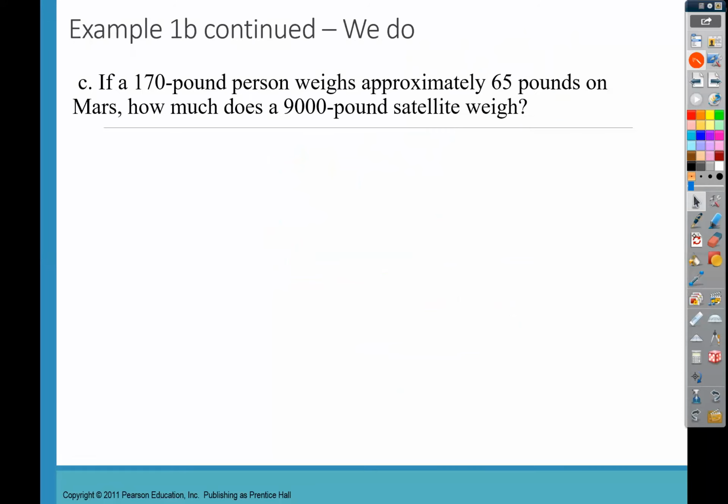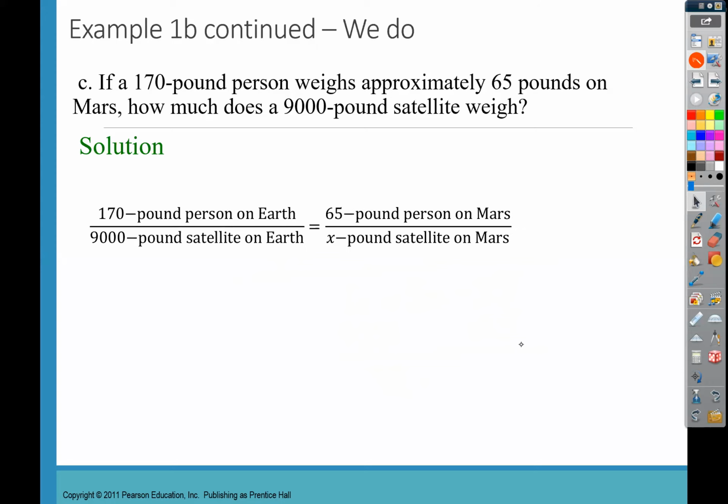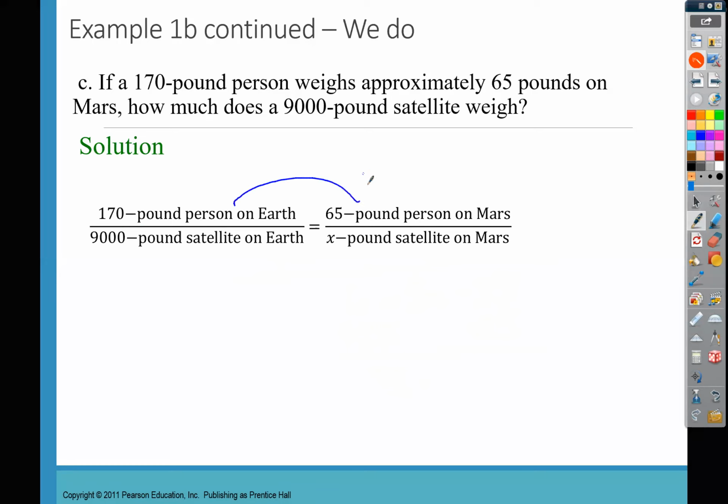Okay. Now we're going to do a word problem ratio. If a 170-pound person weighs approximately 65 pounds on Mars, how much does a 9,000-pound satellite weigh? So we're going to set up a ratio. A 170-pound person on Earth would equal 65 pounds on Mars. So a 9,000-pound satellite on Earth would weigh how much on Mars?